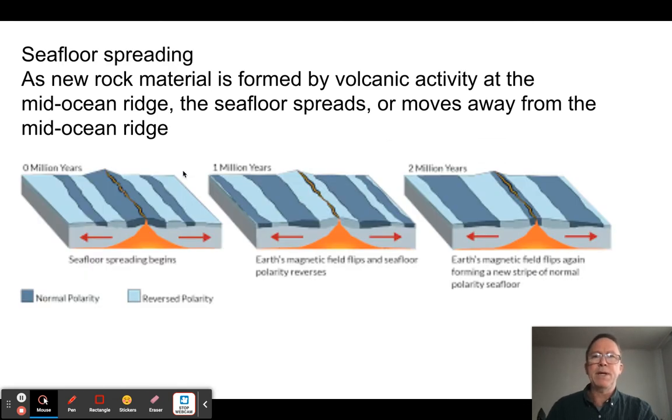This maybe shows it a little bit better. So remember, the convection is moving one side to the right and the other side to the left because of the convection currents underneath it in the mantle.